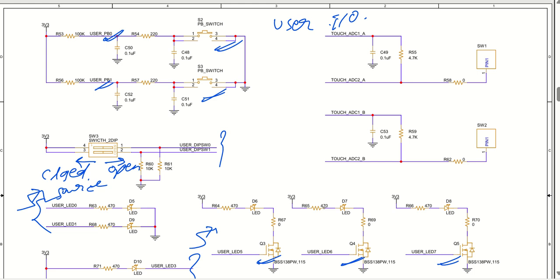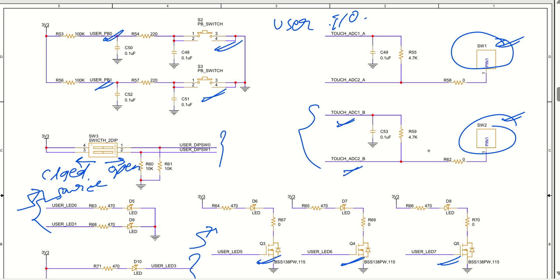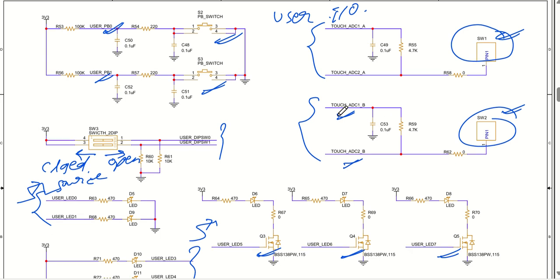We have put two touchpads here as well. These two touchpads can be designed on your PCB with proper meshing and everything, and they have been used in a differential fashion. If you want, you can utilize it like that. So we have touch ADC1B and 2B, similar to that ADC1A and 2A.